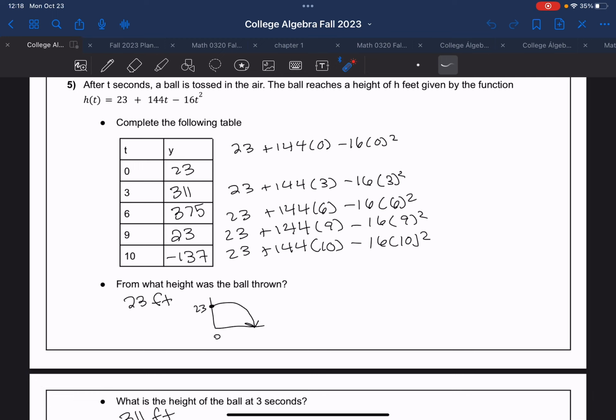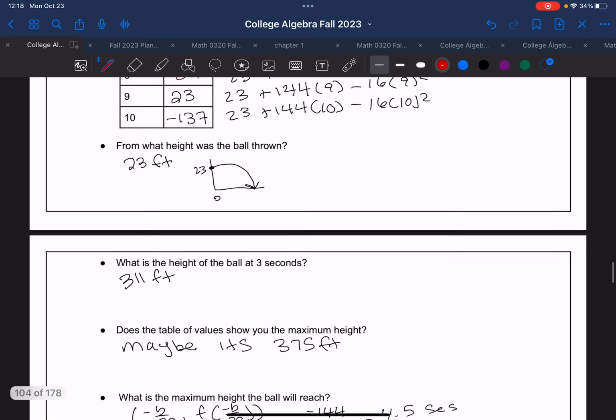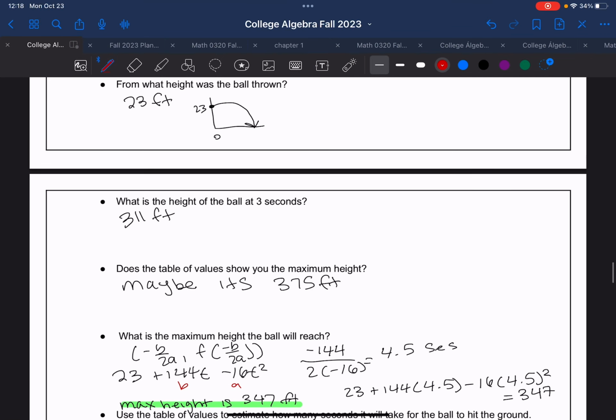So if I plug in 6 into my function, I actually don't end up with 375. I end up with 311. So this should be 311. Meaning when we go down to the question that says, does the table of values show you it has a maximum height?